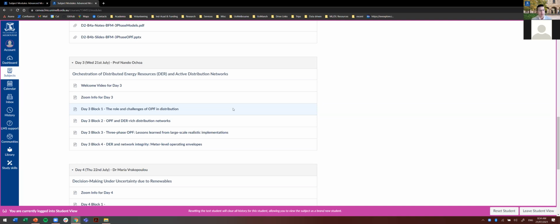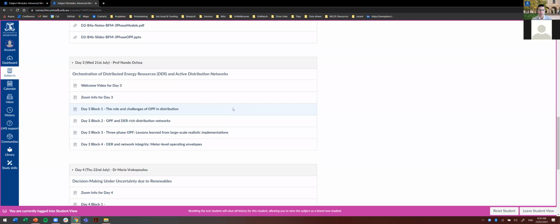Then we're going to get into OPF and DER-rich distribution networks, which is just another title. It sounds very similar to everything. But the idea there is that we're going to talk a little bit more about hosting capacity, some examples using the OPF for planning purposes. And then we're going to get into a little piece of code that we made available to our students here a few years ago, and now we're making it available to you guys. You need to download a platform called AIMS. There's a free academic license, or free license anyways. So you just need to put there that you're a student or whatever. And the information is there on Canvas.